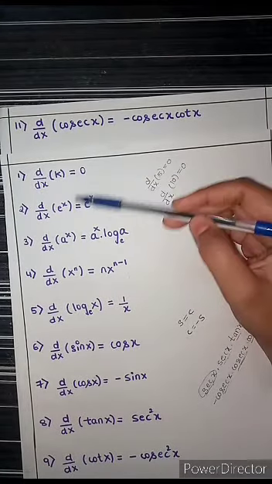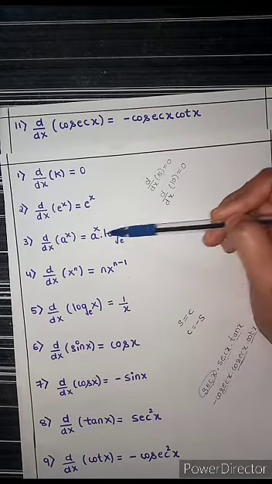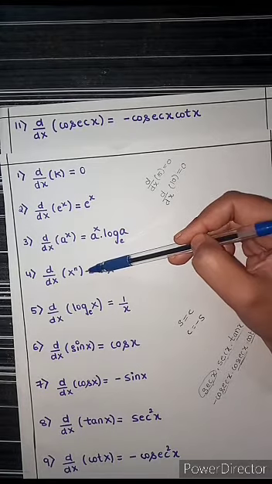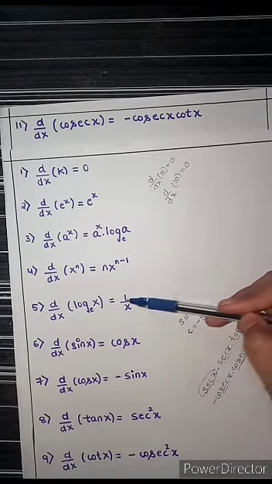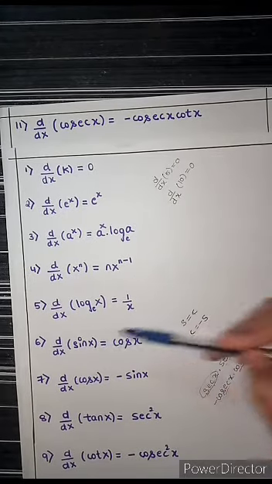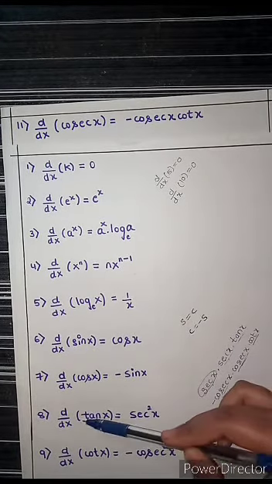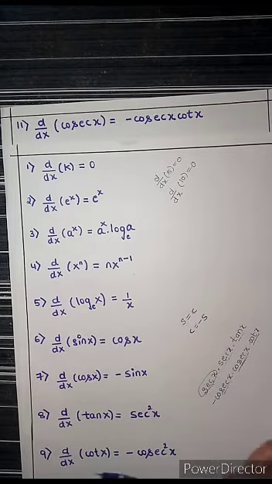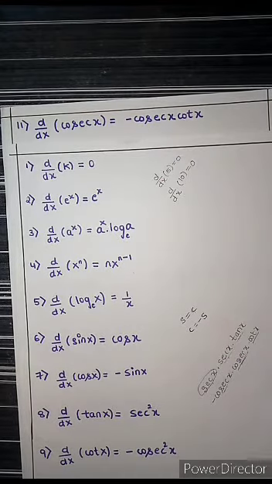Okay, derivative of constant is 0, derivative of e power x is e power x, derivative of a power x is a power x log a base e, derivative of x power n is n x power n minus 1, derivative of log x is 1 over x, derivative of sin x is cos x, derivative of cos x is minus sin x, derivative of tan x is secant square x, derivative of cot x is minus cosecant square x, derivative of secant x is secant x tan x, derivative of cosecant x is minus cosecant x cot x.